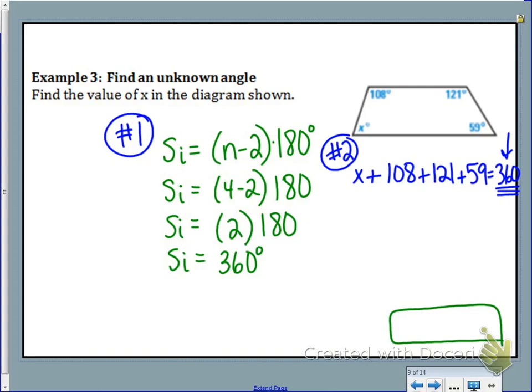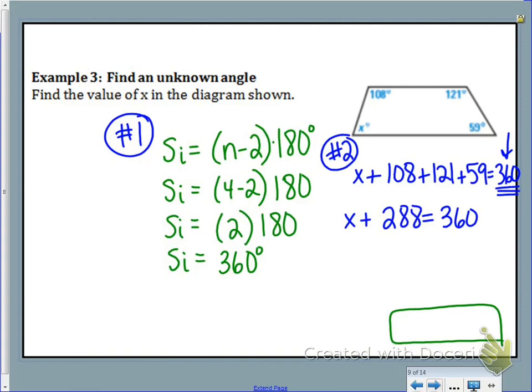Now we're going to solve this algebraically. Well, if we add together the 3 interior angles we were given, we are going to find that 108, 121, and 59 all add to equal 288. So the 3 known angles make up 288.